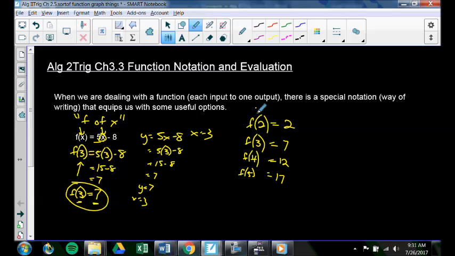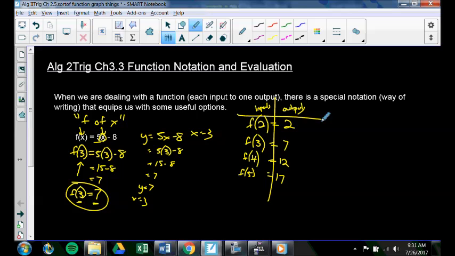Well, here I have a whole table of inputs and a whole collection of outputs. And I can actually just make a quick little table. I plug in 2 for x, get out 2 for y. Plug in 3 for x, get out 7 for y. And I can quickly move from inputs to outputs, and that's very convenient.